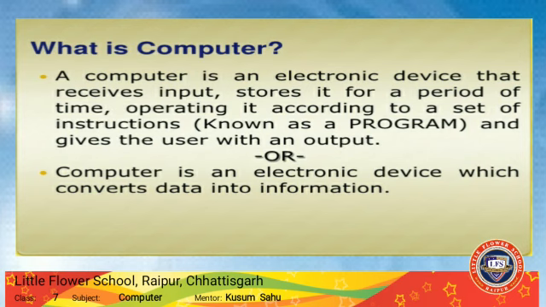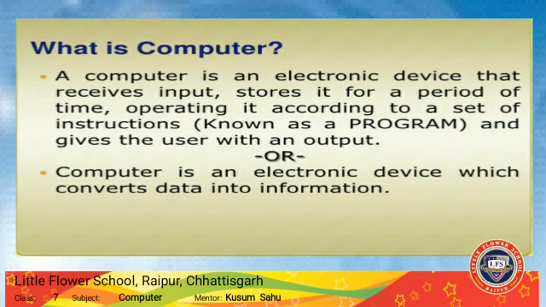What is computer? A computer is an electronic device that receives input, stores it for a period of time, then processes it according to a set of instructions and gives the user an output. Means computer first takes input from the user, then it processes it, then gives the output. In other ways we can say that computer is an electronic device which converts data into information.